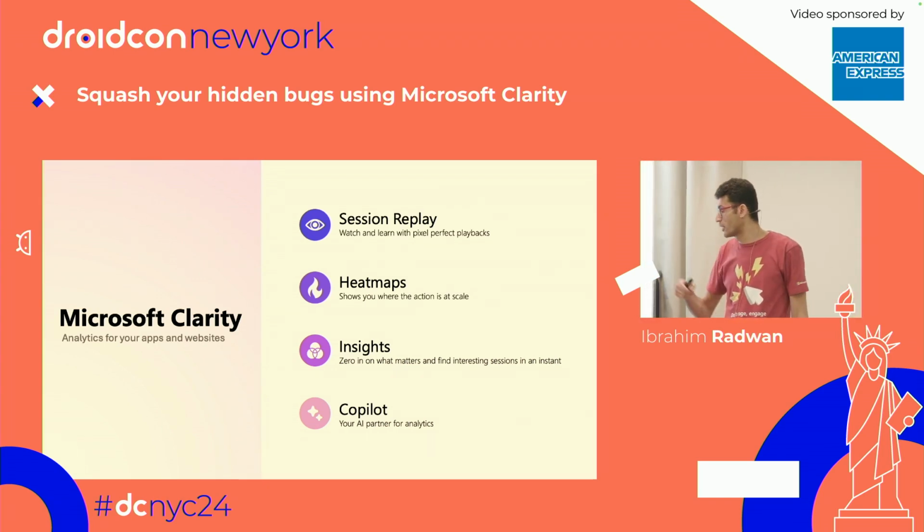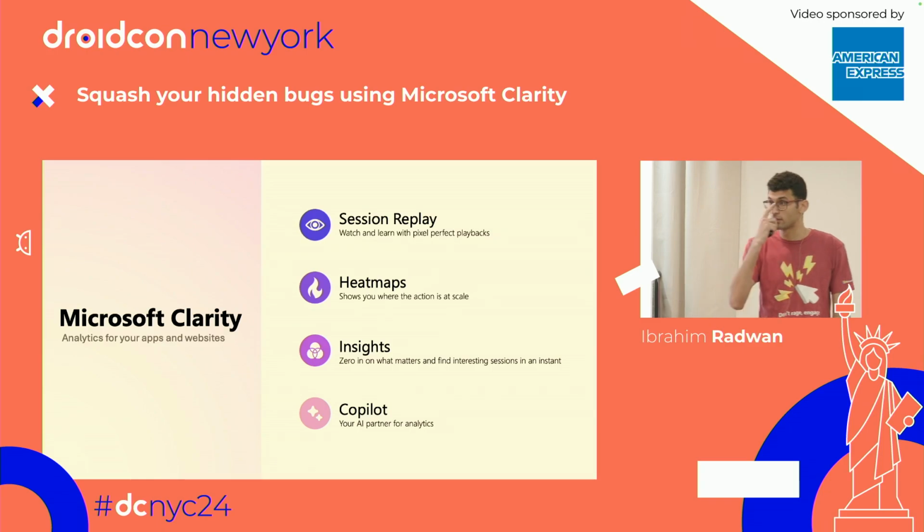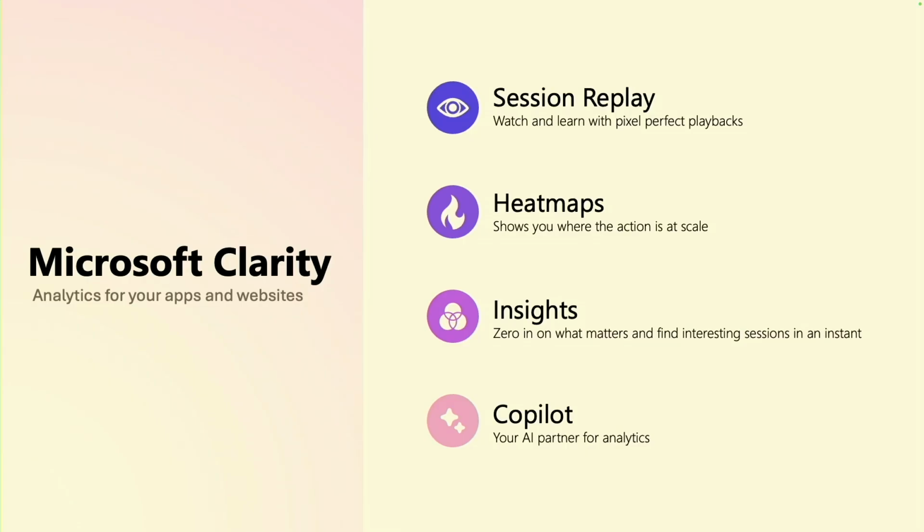And we have recently integrated Copilot into Clarity, which is one of the most interesting features right now. By using Copilot as an AI partner, you should be able to ask it to give you more insights about how to enhance your application. Based on the sessions that Clarity has gotten for your application, it should tell you to change this and do that to enhance the experience for your users.